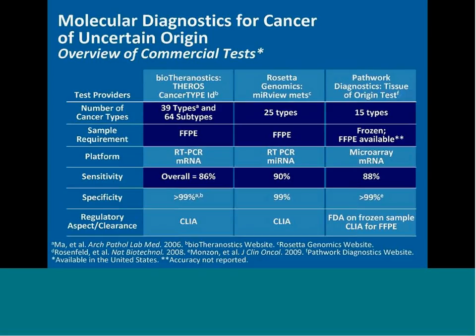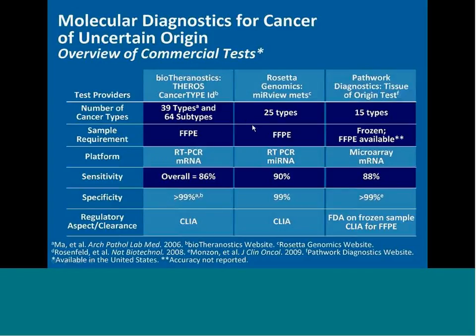To finish up the RT-PCR, I did mention there are other RT-PCR assays out there. This is a biotheranostic, which is used to do cancer of unknown etiology. This is based on FFPE and RT-PCR. The Rosetta Genomics is microRNA. Password is actually a microRNA, but I just threw it in there because it's adeno or unknown.